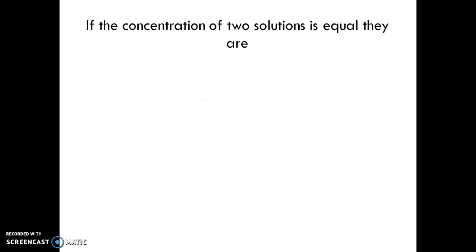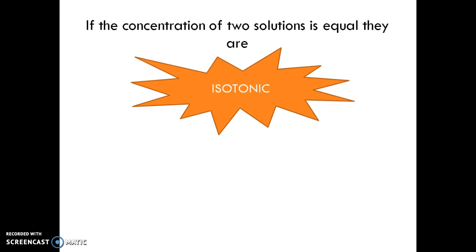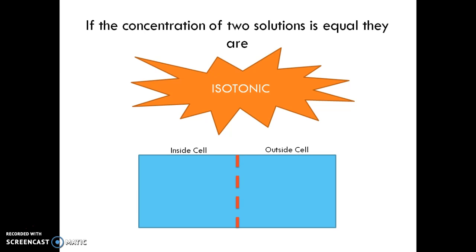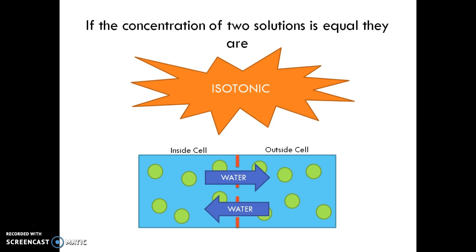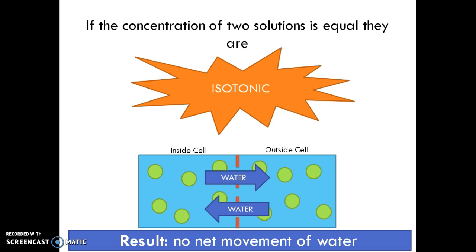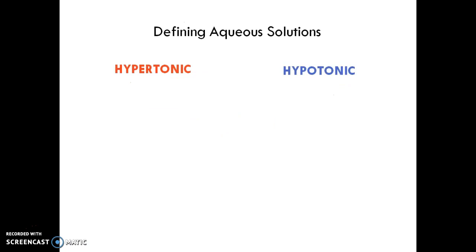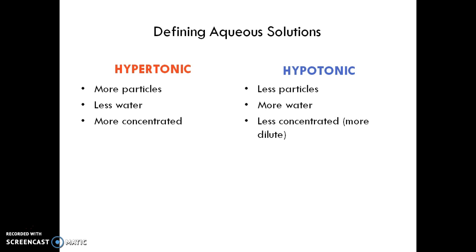Now, if the concentration of two solutions is equal, they're considered isotonic. So inside the cell and outside the cell have the same number of particles, therefore these solutions are isotonic. Water is going to move to the right, water is going to move to the left in the same amount, so we really have no net movement of water. Now, let's talk about when the solutions are different. So the first thing we need to do is define our solution. So some solutions are hypertonic. They would have more particles, less water. They are more concentrated compared to others, which would be hypotonic.